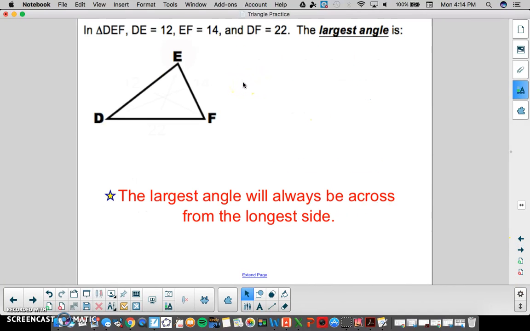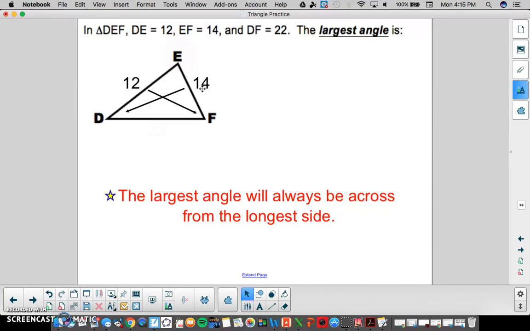In triangle DEF, we know the measure of DE, which is the side here, is 12. EF is 14, and DF is 22. We want to know what the largest angle is. Well, we also have another theorem that says the largest angle will always be across from the longest side. So big across from big, small across from small. So the smallest side is DE, so the smallest angle would be F.